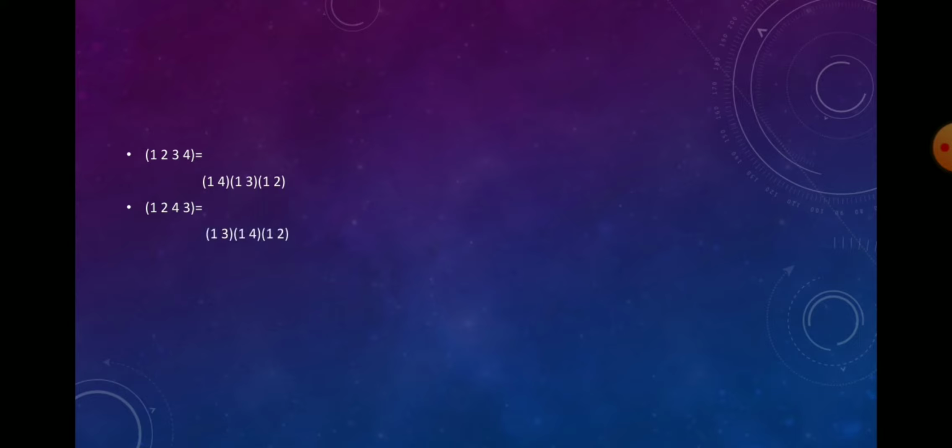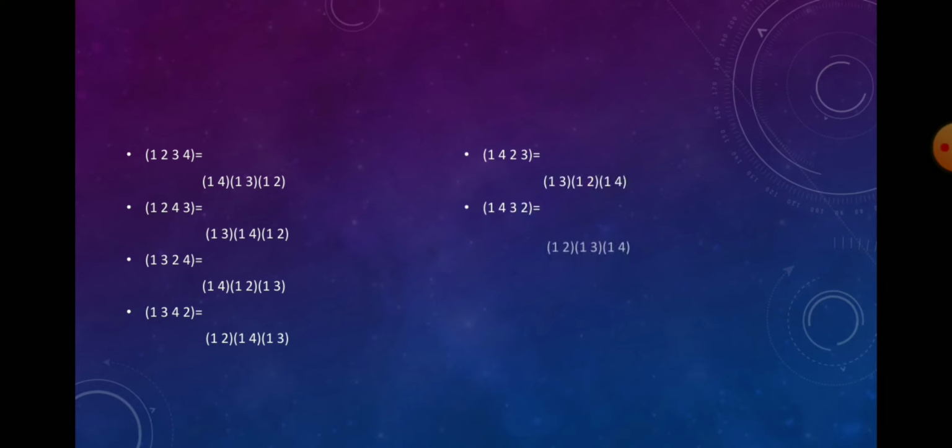Similarly, I try to write each of the 4-cycles in terms of transpositions. We know there are how many 4-cycles? 6. So I try to write all 6 in terms of transpositions. We note that we require an odd number of 2-cycles, that is transpositions, to represent any 4-cycle.